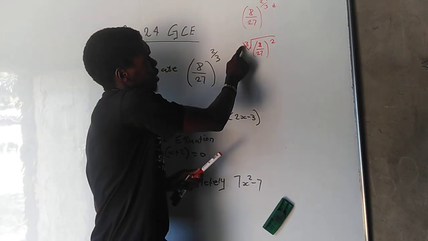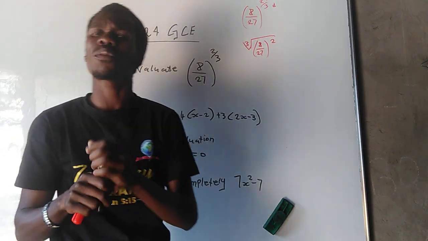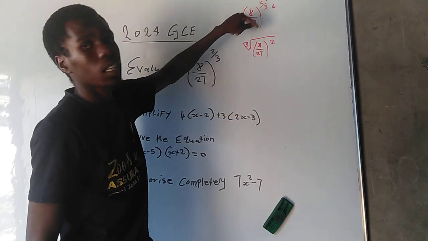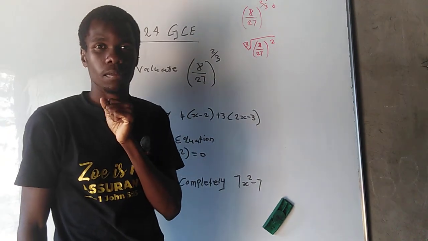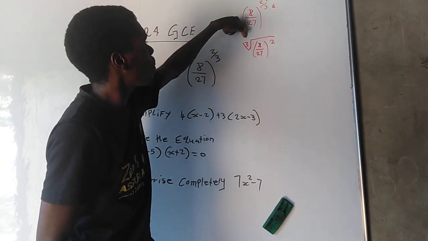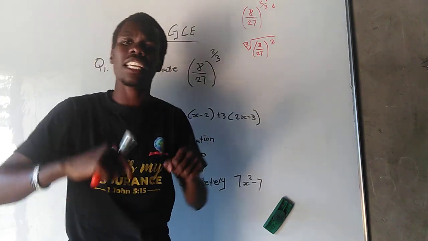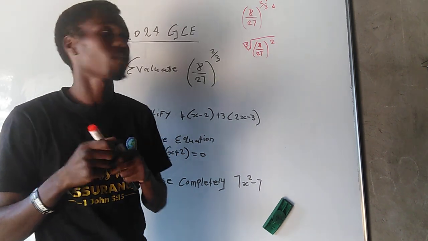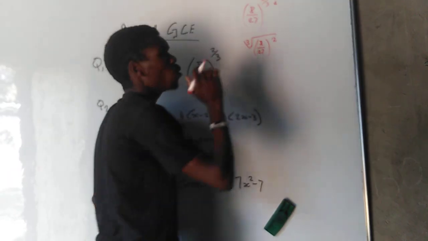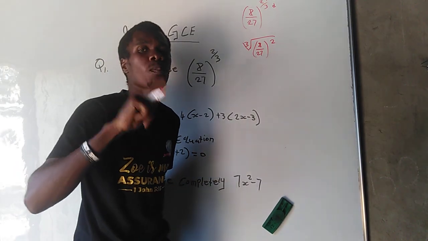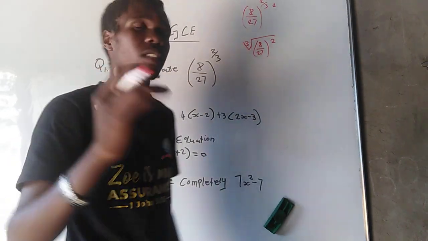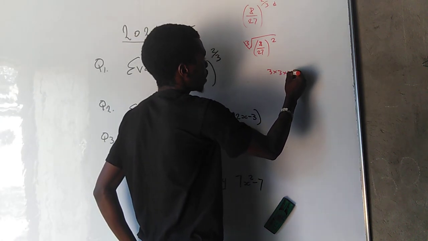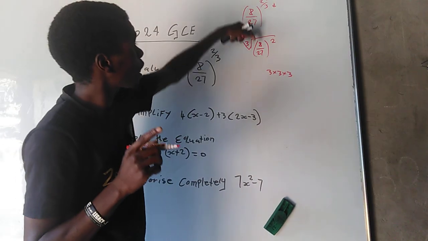Now the cube root simply means that you look for a number. If you multiply that number by itself 3 times, it has to give you 8. What I'm trying to say is like this: I will look for a number, and I need to multiply it by itself 3 times. So I'm going to say, let me try 3 times 3 times 3. That number has to give me 8.